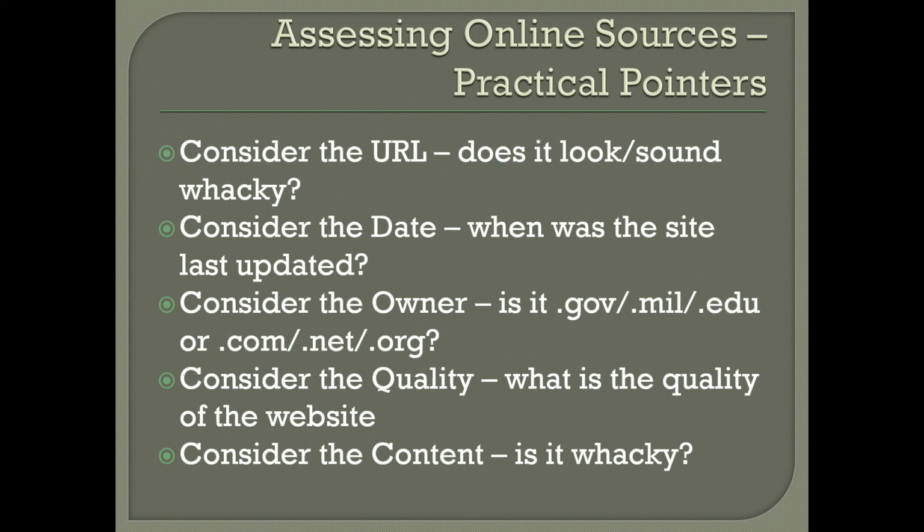I wouldn't use it at all in an academic paper. Consider the date. When was the site last updated? You can often find that by looking down the site for a date of publication. If it doesn't say 2020 on it and you're in 2020, don't use it. Consider the owner. Again, is it .gov, .mil, .edu, or is it .com, .net, .org? Already talked about that. Consider the quality of the site. Does it look childish, like a 3-year-old built it, or does it look professional? If it looks like a 3-year-old built it, don't use it.